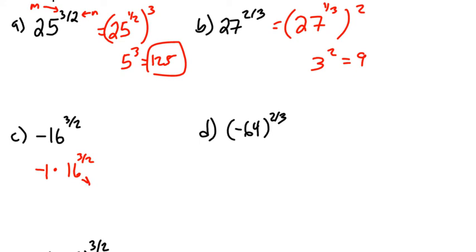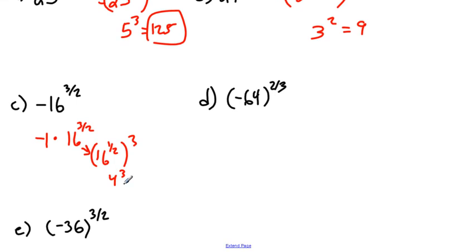Okay, so if I want to simplify 16 to the 3/2 power, that's the same thing as 16 to the 1/2, raised to the power of 3. Well, this means the square root of 16, right? Which is just 4. So this became 4. And then I do 4 to the power of 3. Okay, and 4 to the power of 3 is 4 times 4 times 4, or 64.